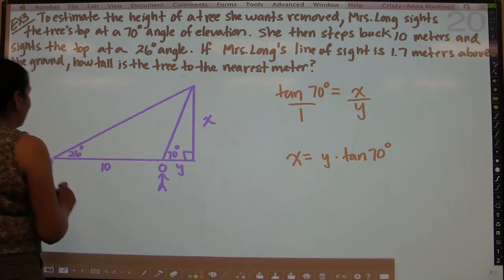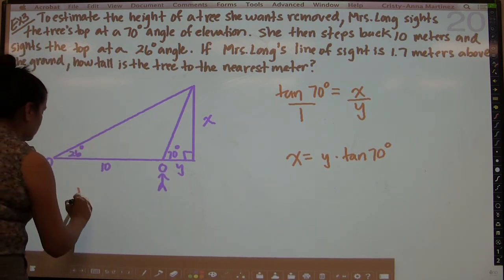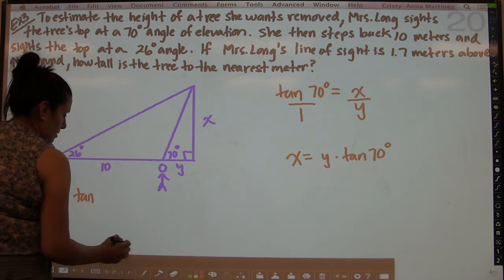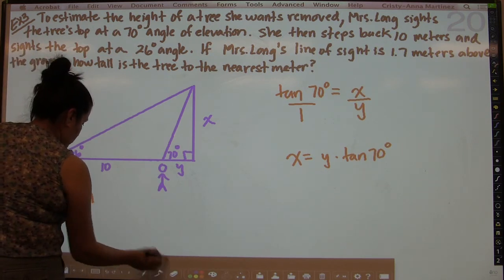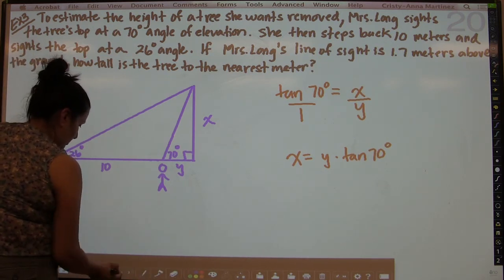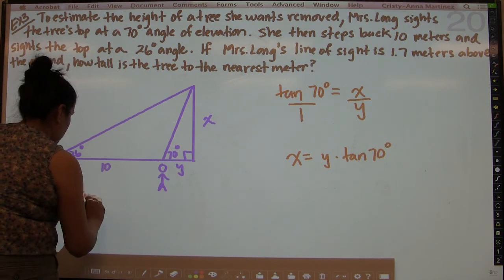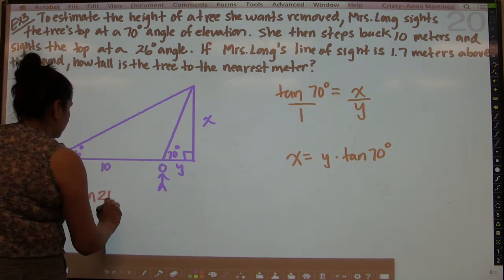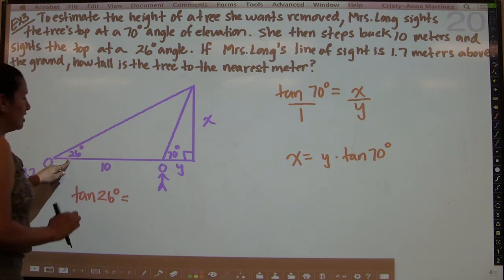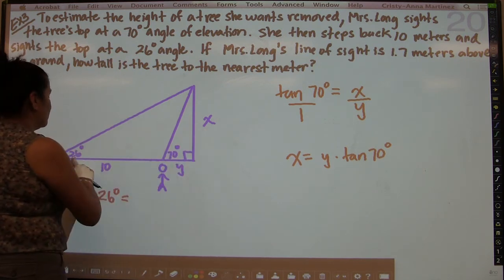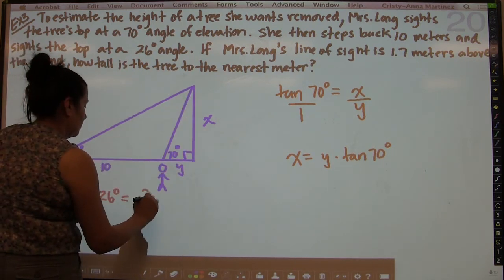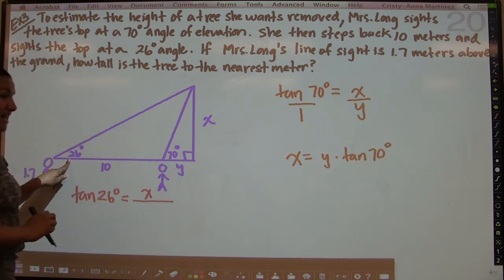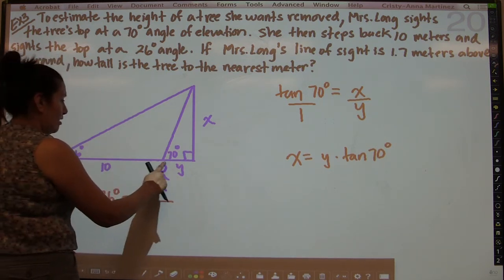So we're going to say tangent, I wanted a different color there, but it's not working with me, so let's try this. There we go. Tangent of 26 degrees this time is equal to x, so the opposite side here is still x, but this time the adjacent side is 10 plus y.